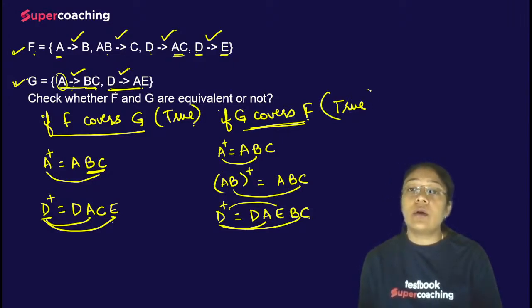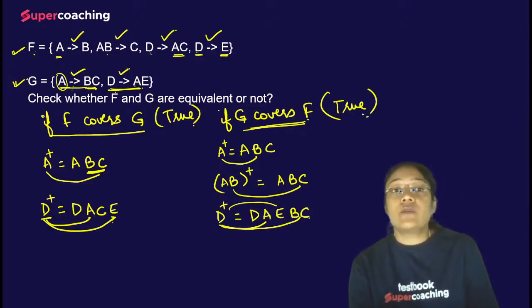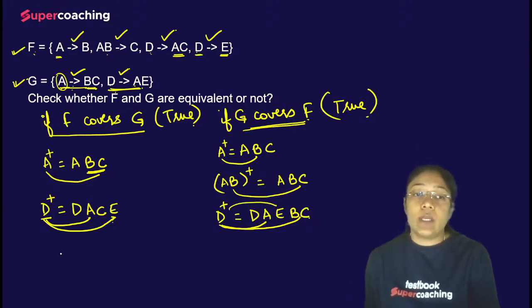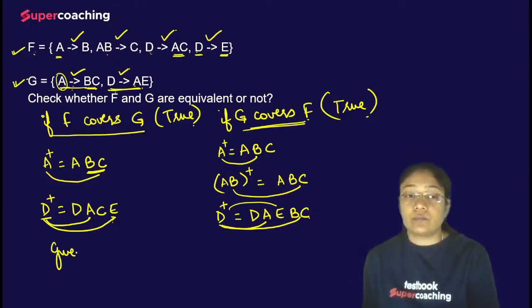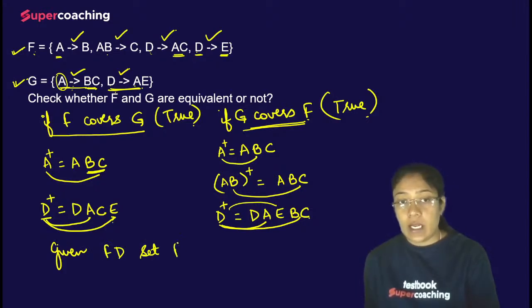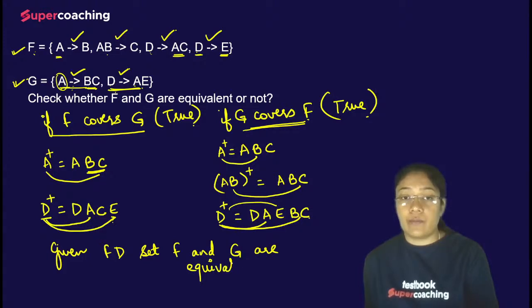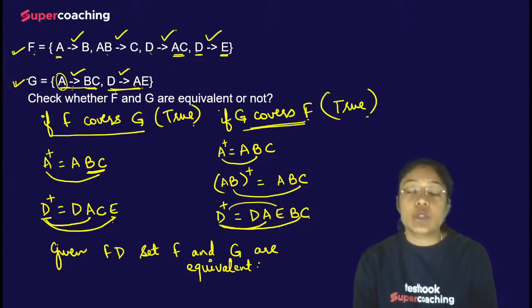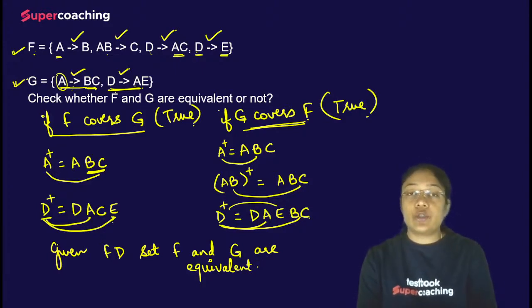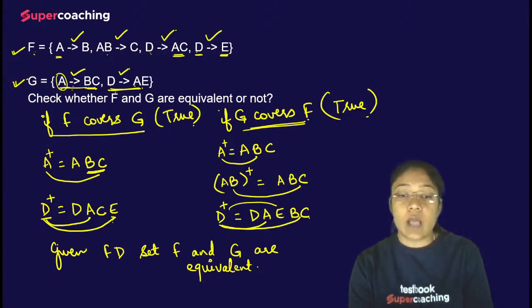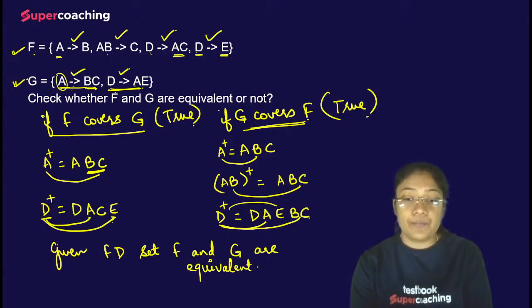Since here we can see F covers G and G covers F, we can say that the given functional dependency sets F and G are equivalent. Make sense? So this is about the last application of the attribute closure. I hope that this is clear to everyone.